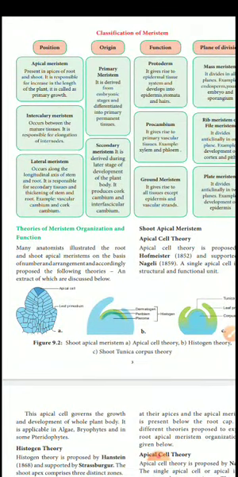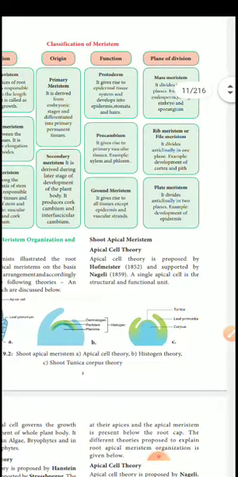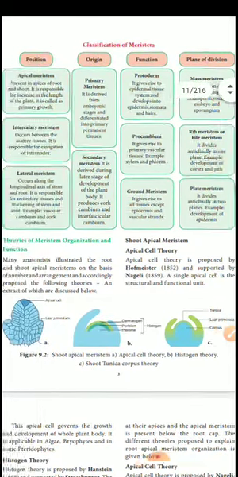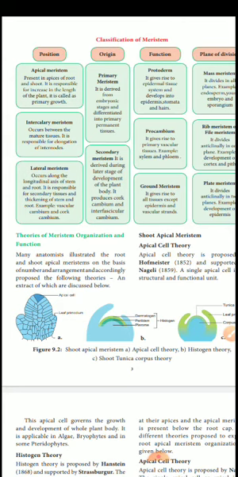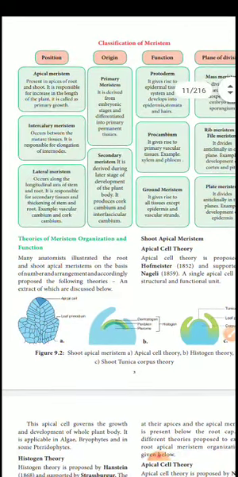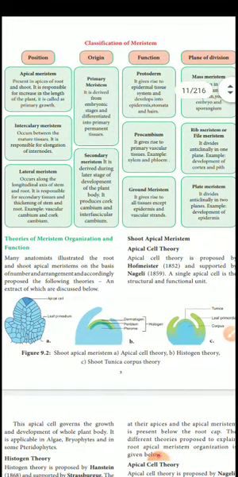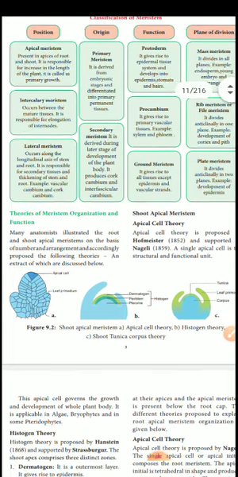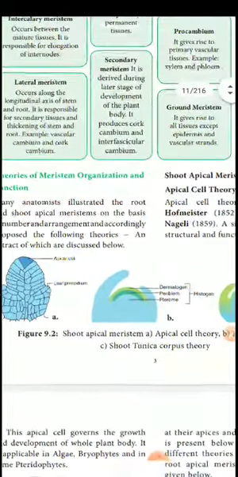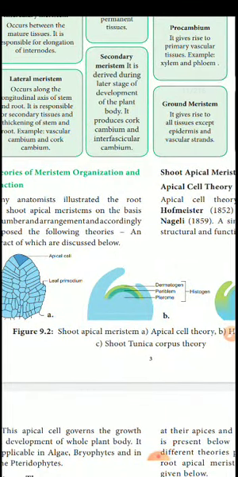Many anatomists studied the root and shoot apical meristem, and based on the number and arrangement of cells, the following theories were put forward. For the shoot apical meristem, we have the apical cell theory. It was proposed by Hofmeister and supported by Nageli. This is a very important one-word question, so underline the year 1859. See the shoot apical meristem: it looks like a thumb-shaped finger, that is the apical cell, and the last one is the primordium, along with dermatogen, periblem and plerome, the histogens.